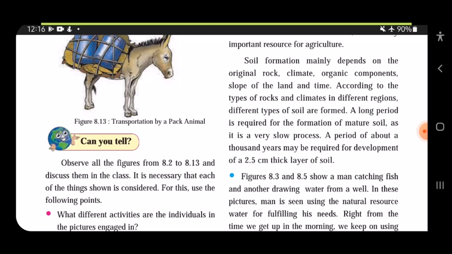Okay. A long period is required for the formation of mature soil, as it is a very slow process. To form just one layer of soil, it takes many years. How many years does it take? Let us see. A period of about 1,000 years may be required for the development of a 2.5 centimeter layer of soil. It's not hundreds of years, it is thousands of years. So you might be thinking about how old the soil we use now might be.